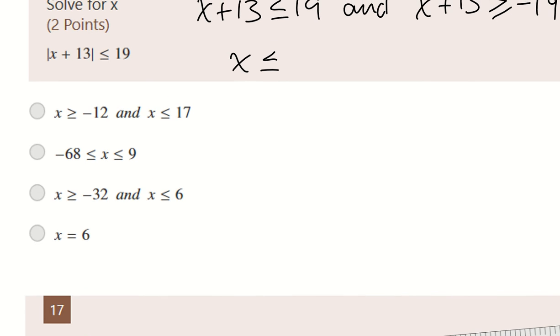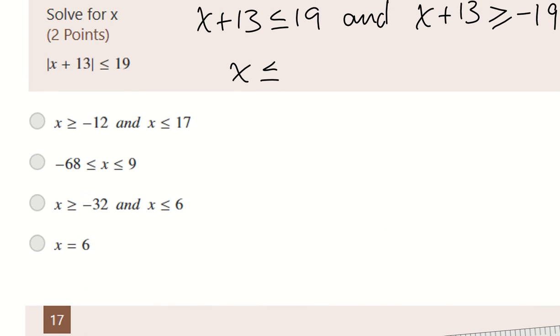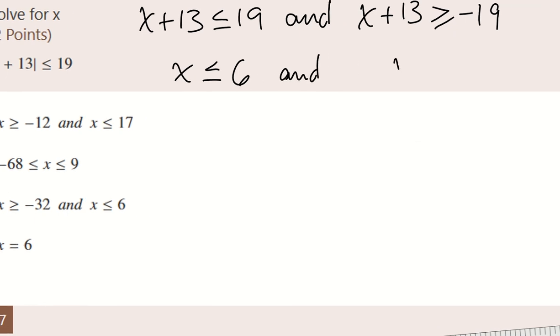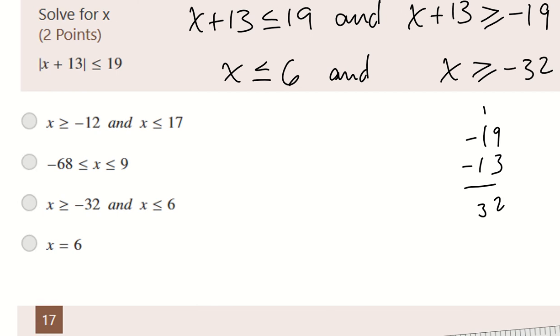Wait, is there no solution to this one? It didn't show which. Did I not have an answer for this? x has to be less than or equal to 19 minus 13, which is 6, right? 13, 14, 15, 16. So yeah. And if I subtract 13 from both sides, I'm going to get x has to be greater than or equal to negative 19 and another negative 13. So that's 9, 10, 11, 12, 32, more than 32. I do not have a correct answer here.